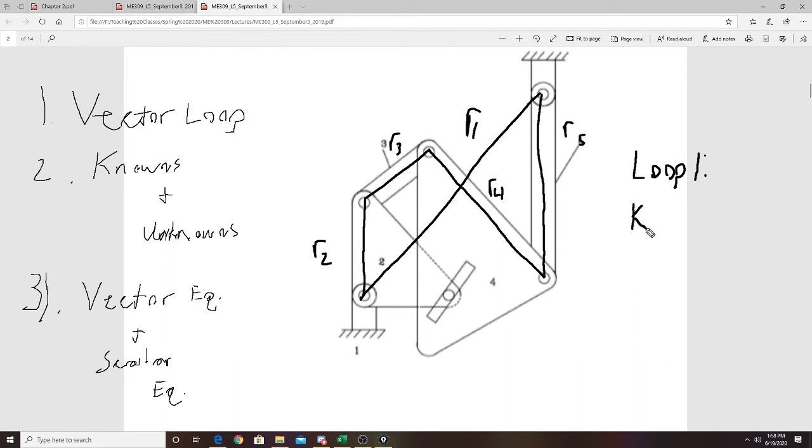So let's go with knowns. Like I said, knowns is pretty useful because everything else is basically unknown. So would you guys consider R2 to be known? We need yes or no's here. I'm going to ask you yes or no questions. So you would say yes. So R2, known.